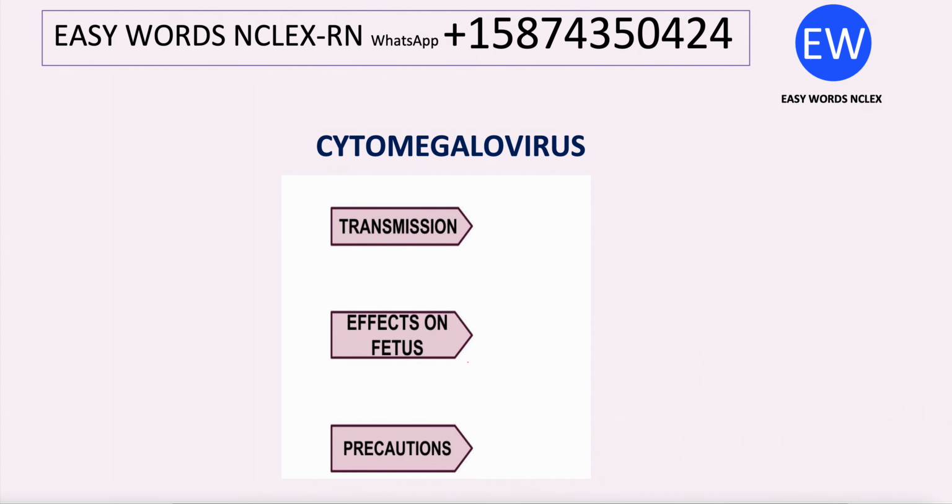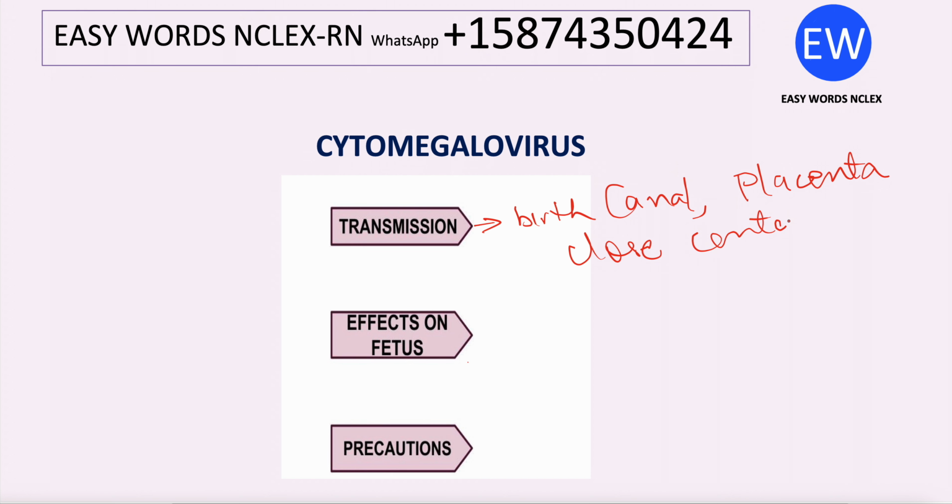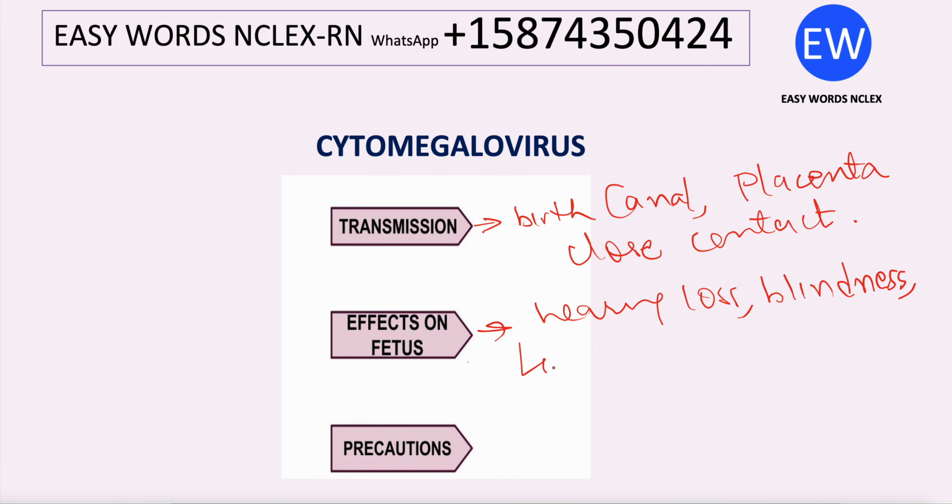Next is Cytomegalovirus. Transmission: this organism transmits through the birth canal and also through the placenta or with close contact. How it affects the baby, the fetus: it may cause hearing loss, blindness, low birth weight, and intrauterine growth retardation.